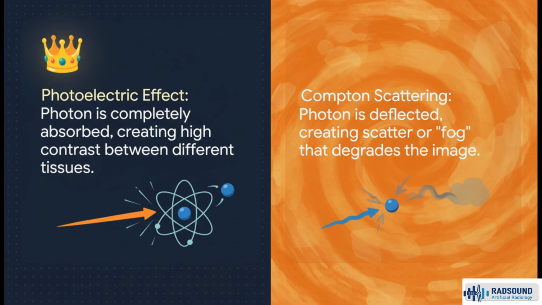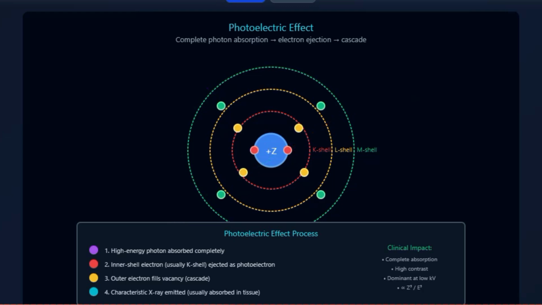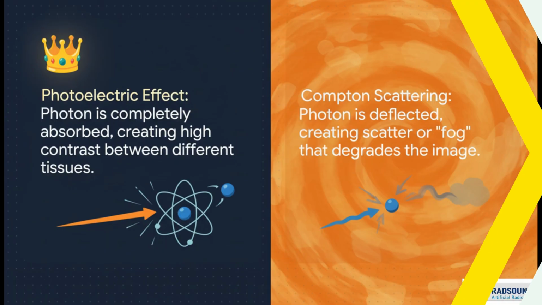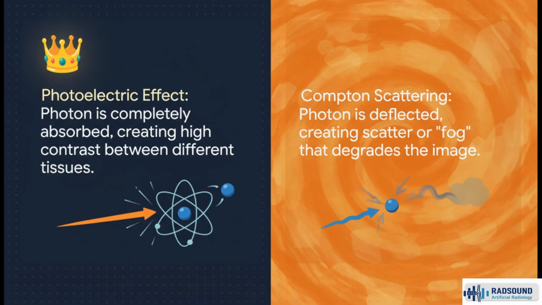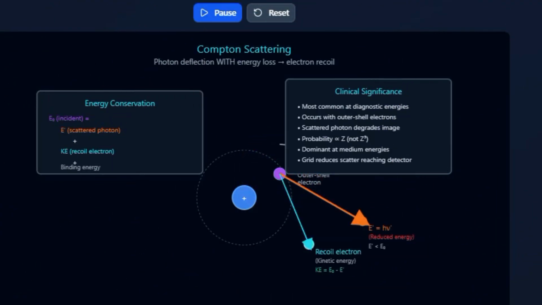On the left, we've got our hero, the photoelectric effect, our contrast king. In this interaction, the X-ray photon comes in and gets completely zapped, totally absorbed by an atom. This is fantastic for us because it's what creates those sharp, beautiful differences between tissues. But then, on the right, you've got the villain, Compton scattering, the fog generator. Here, the photon just kind of bumps into an electron, loses a bit of steam, and then ricochets off in some random direction. It doesn't help us see anything, it just creates noise that degrades our image.